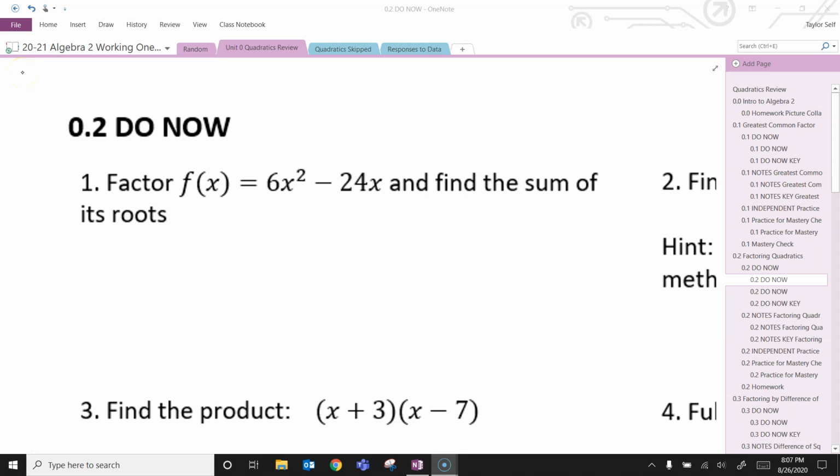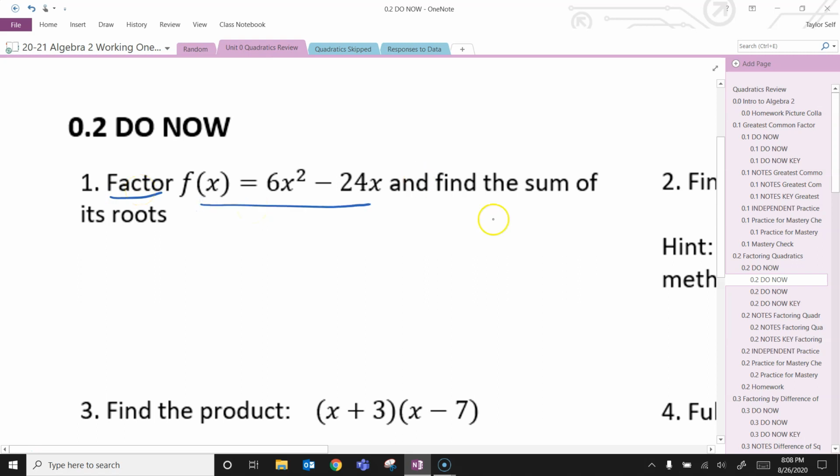All right, y'all. So today we're gonna start with a warm up from yesterday, or like a do now problem that relates to yesterday, and then we'll do some warm up problems for today. Okay, so factor 6x squared minus 24x and find the sum of its roots. So the first thing we need to do is factor this. So that's what we're gonna focus on first.